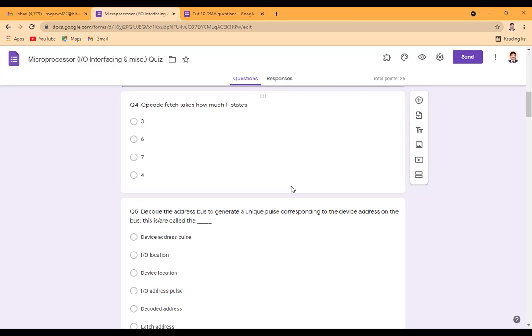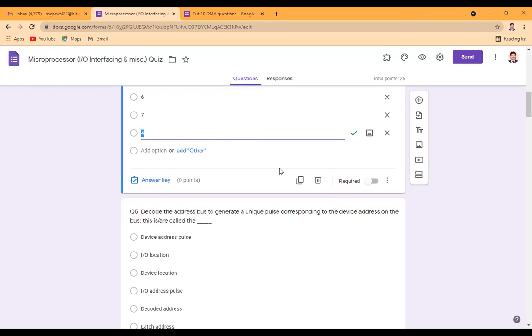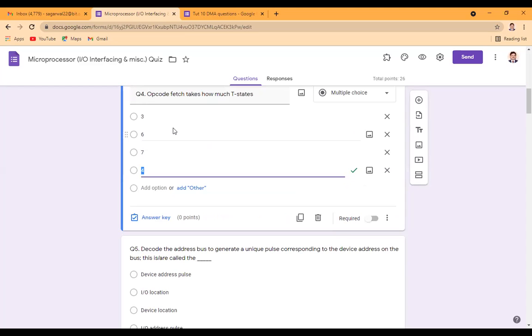Normally, for the opcode fetch operation, 3 T states are required to fetch it. Whenever we fetch the opcode, we take 3 T states to read it. And the 4th T state is required for execution of the opcode which has been fetched. So in totality, the opcode fetch operation takes 4 T states, in comparison to the memory read operation, which takes only 3 T states. So the correct answer is 4.